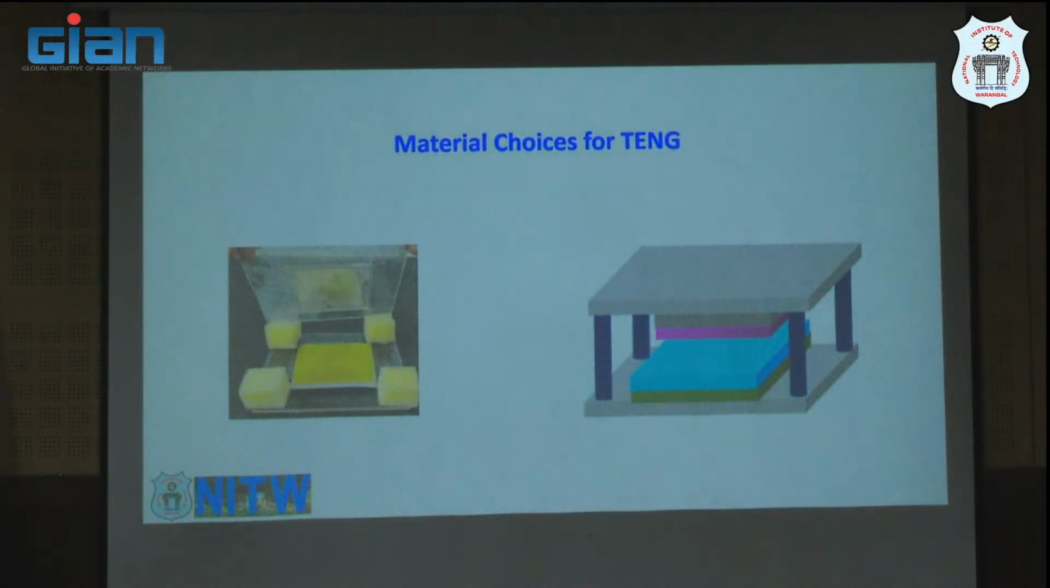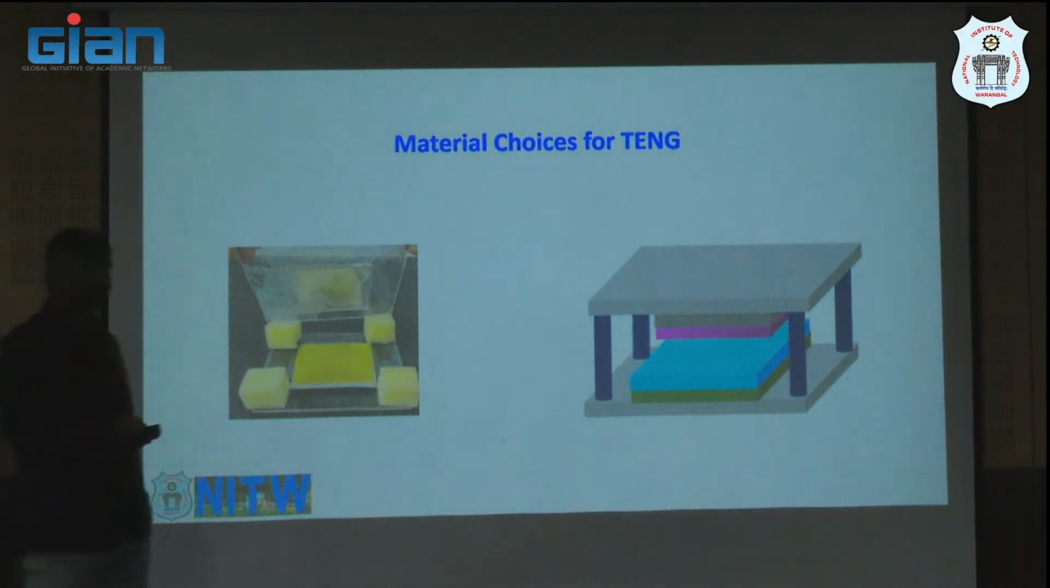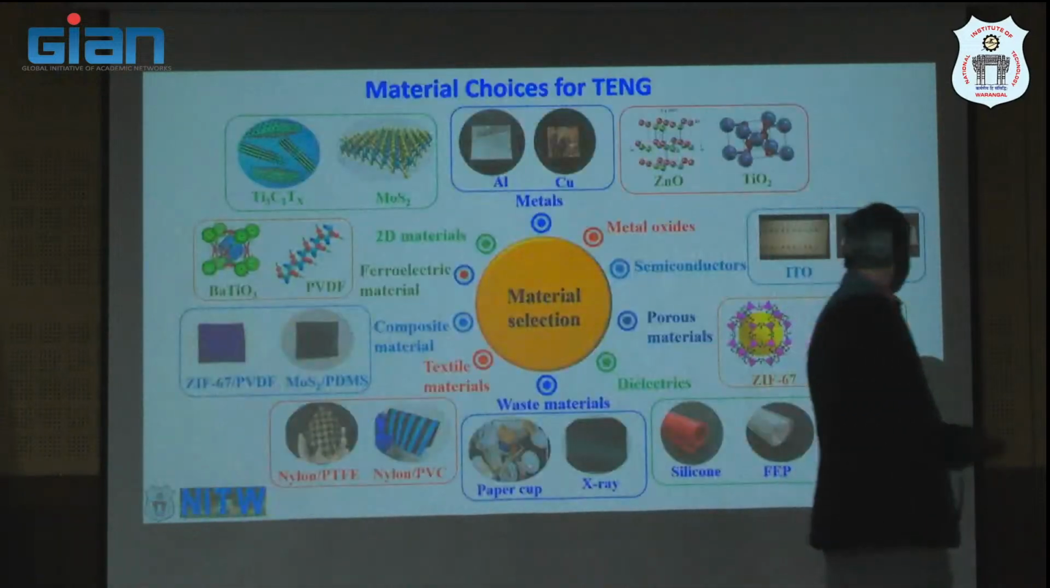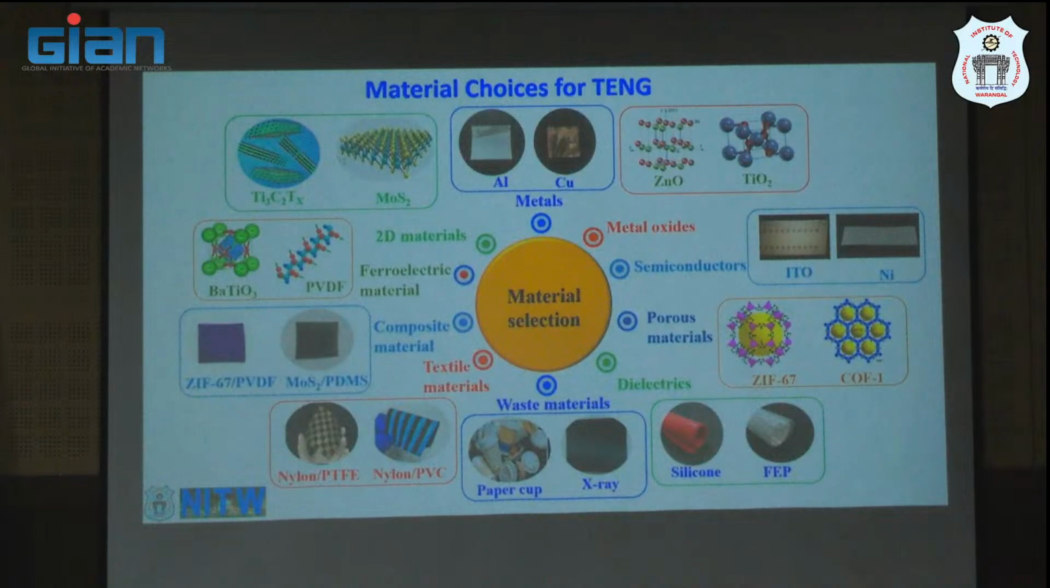Now coming to the material choice. What are the materials we can use? What materials can be explored to make this kind of device? You can see here there are n number of materials already explored in the literature, right from oxide materials, metals, semiconductors, porous materials like metal organic frameworks, and dielectric materials. Some used waste materials, some used polymers, some used high temperature oxides, some used 2D layers like graphene, carbon nanotubes, or MXenes.